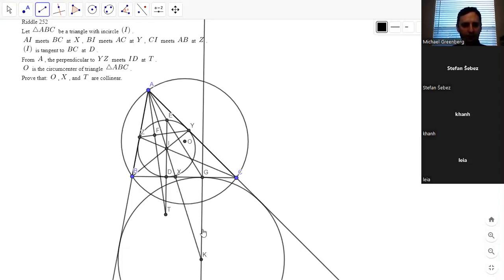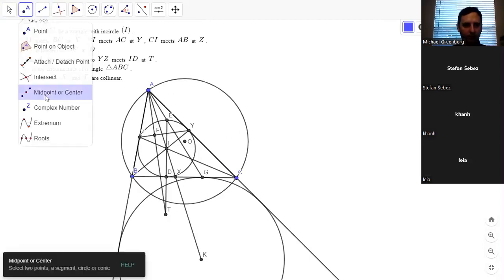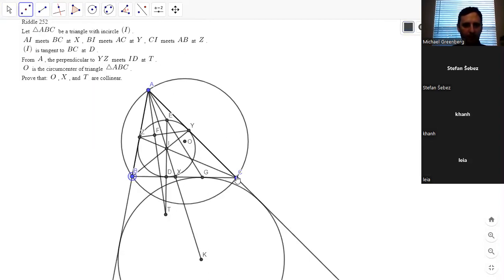Let me hide, just make it look nicer for a sec. So here's the midpoint. You call that M.